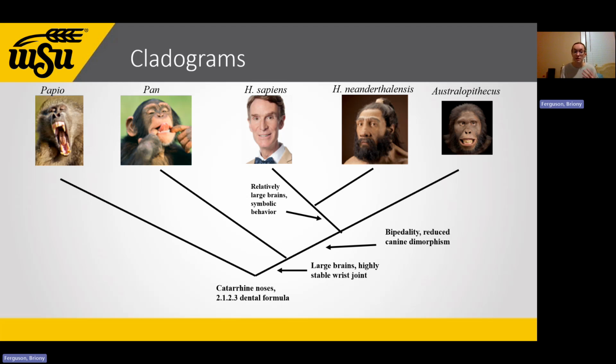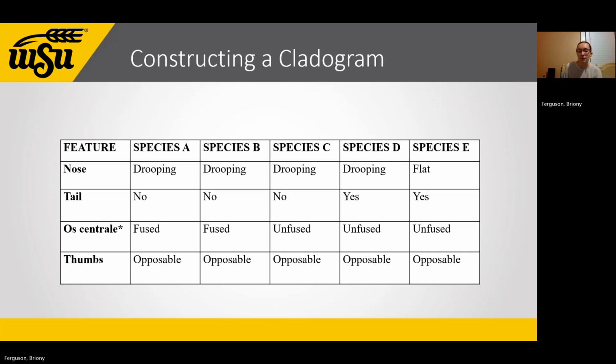Now, if you're trying to identify the primitive traits that these two species share, it is going to be this catarrhine noses, the 2-1-2-3 dental pattern, and then because we are comparing humans to Pan, we're also going to consider these large brains and highly stable wrist joints as a primitive trait. We'll come back to this.